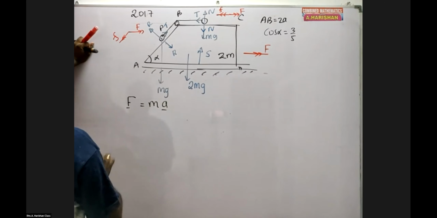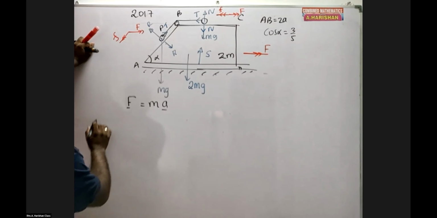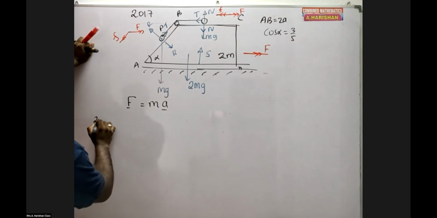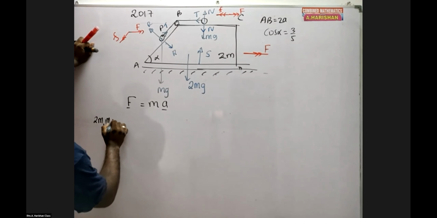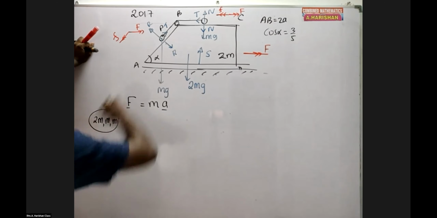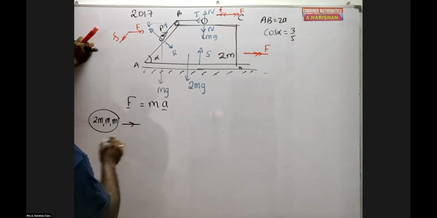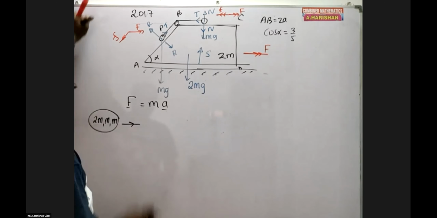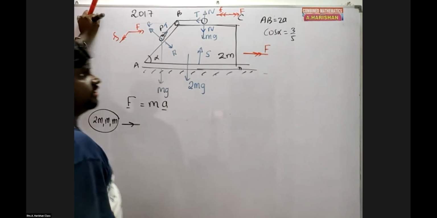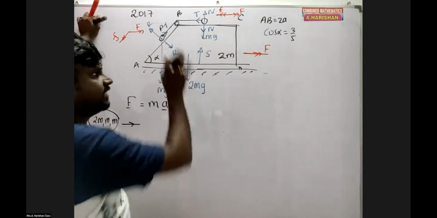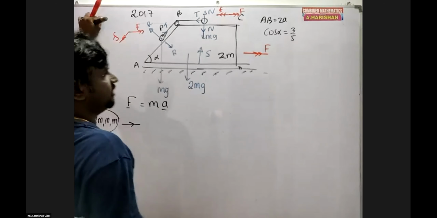I'm going to apply it to the system. So if you want, you can write it like a system: I write 2m, m, and m all together, so that I consider as a system. The system is moving in this direction. So if the system moves in this direction, what is the resultant force acting on the system in this direction?